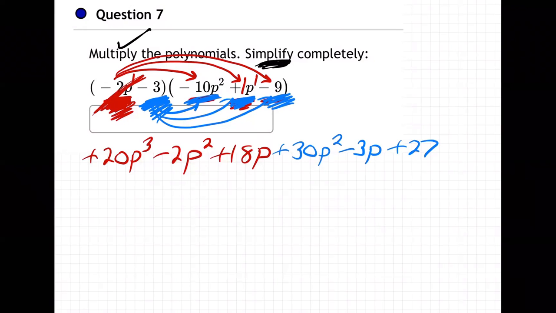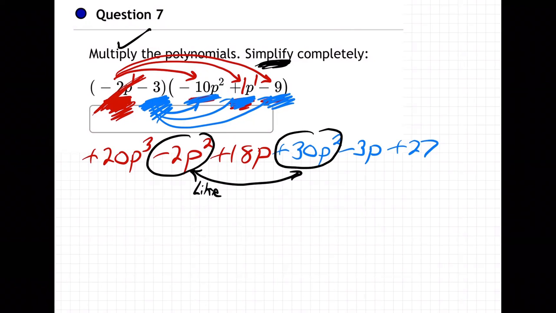How do you simplify? Well, you combine like terms. So minus 2p squared is going to combine with plus 30p squared. These guys are like terms, aren't they? Now bring down the 20p to the third. He's in a class by himself. He doesn't combine with anything. You can only combine, simplify, like terms. You can only add, subtract like terms of the same letter pattern to the same power. So, all right, what am I going to get with minus 2p squared plus 30? 30 take away 2 is plus 28p squared.